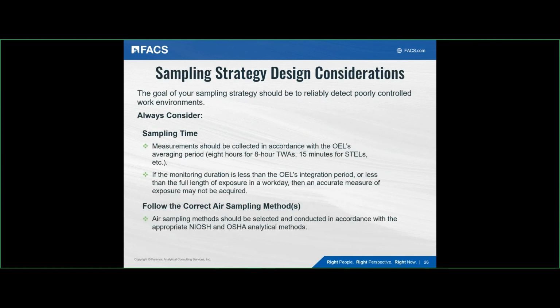We talked a lot about the need to collect data, right? And we collect that data through sampling. And when putting together a sampling strategy, there are a few really important considerations, right? Because a sampling strategy should really go beyond ensuring compliance to minimum government requirements, right? And the goal of your strategy should be to reliably detect poorly controlled work environments. So what should you consider?